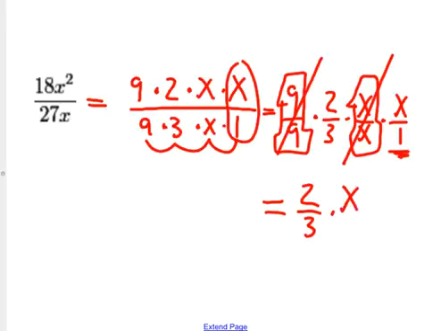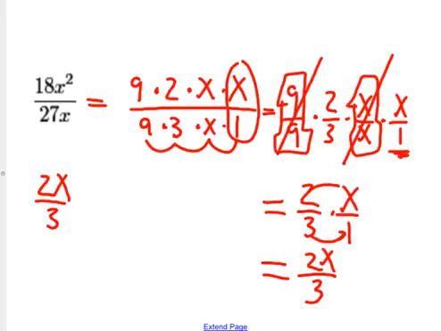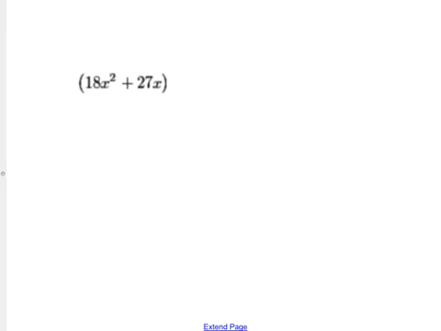2/3 times x over 1, which is 2x over 3, because 2 times x is 2x, and 3 times 1 is 3. So I can see that this is actually equal to 2x over 3, but what I'm doing also is I'm dividing top and bottom once again by 9x. I'm looking for that commonality between these two numbers to divide by, to bring that out.